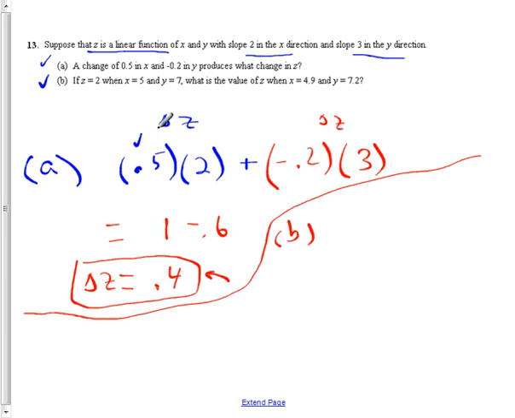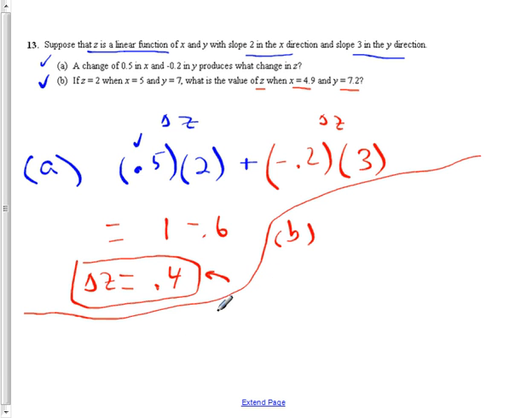And what about for b? It says if z equals 2 when x equals 5, y equals 7, what is the value of z when x equals 4.9 and y equals 7.2? Well, we could find the change in z and then see how it changes. Let's just write an equation. I think that makes the most sense, at least to me.